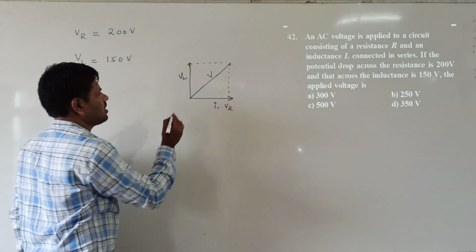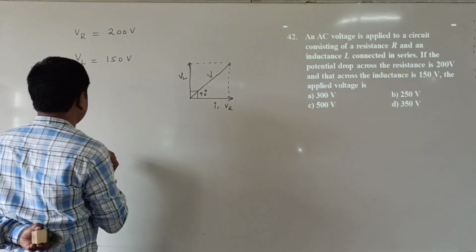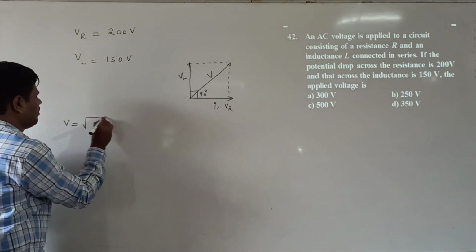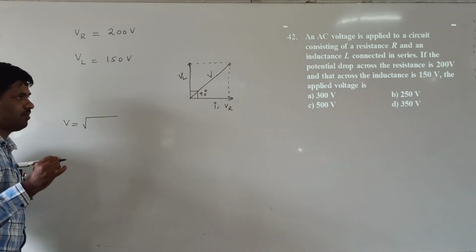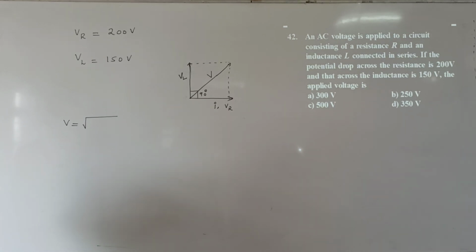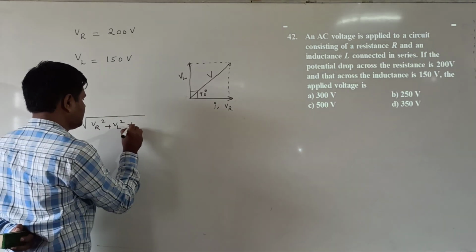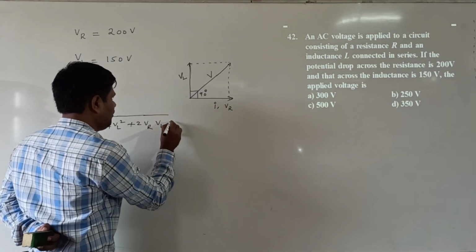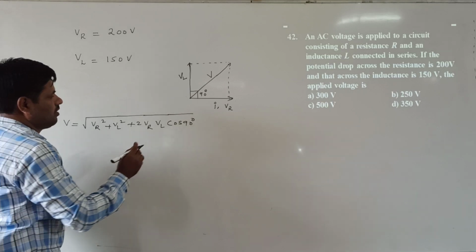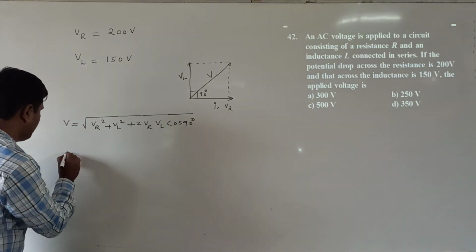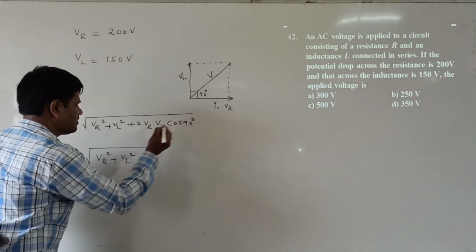The angle between these two is already known to be 90 degrees. We use the parallelogram law to find the voltage: R square is equal to A square plus B square plus 2AB cos theta. Here that gives VR square plus VL square plus 2 VR VL cos 90 degrees. Sin 90 is 1 and cos 90 is 0, so that term is 0. Now V is equal to the square root of VR square plus VL square.